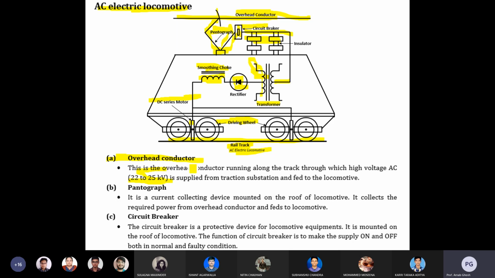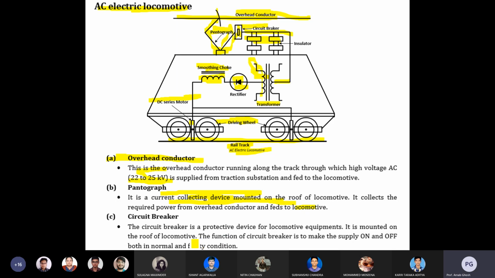Here you can see the pantograph. After the circuit breaker, you can see the pantograph. The pantograph is a current collecting device mounted on the roof of the locomotive. Here you can see that the pantograph is connected. It collects the required power from the overhead conductor and feeds it to the locomotive.